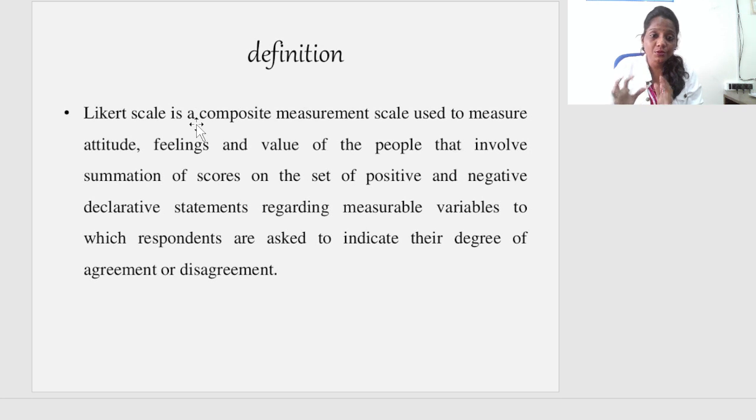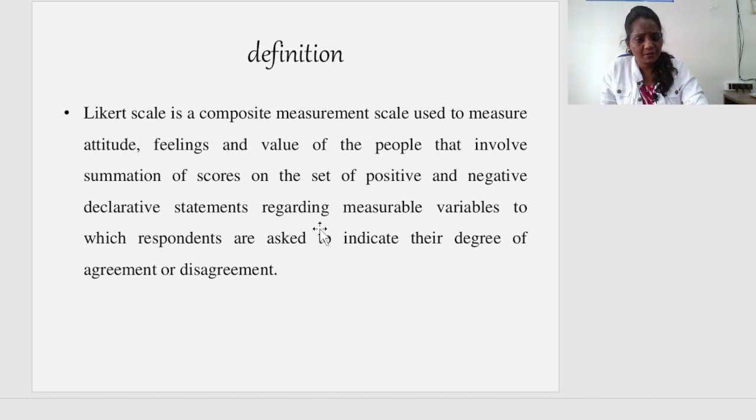The Likert scale is a composite measurement scale used to measure the attitudes, feelings and values of people, that involves a summation of scores because it has scores. Options such as agree, disagree, strongly agree carry scores like 5, 3, 4, 2, 1, and when you mark them, an overall score is given. It involves a set of positive and negative declarative statements regarding a measurable variable, to which respondents are asked to indicate their degree of agreement or disagreement.